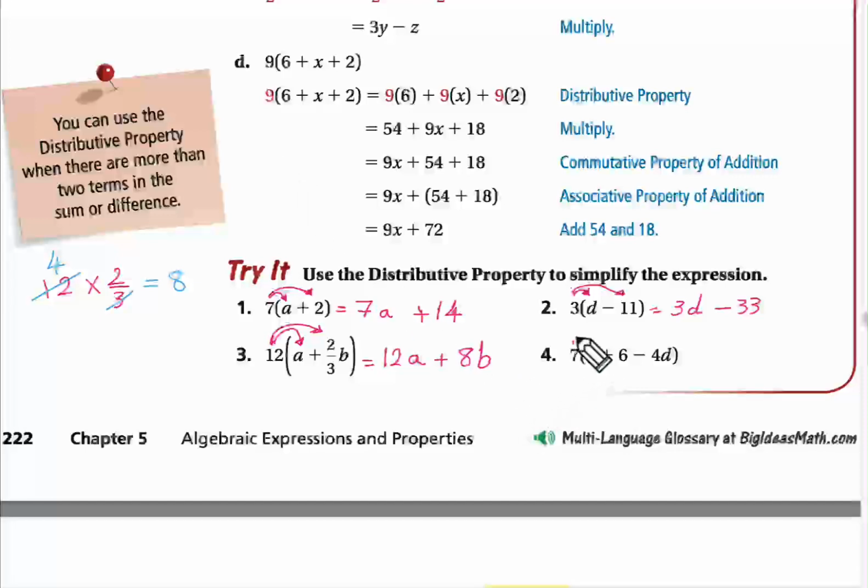First thing we will multiply 7 by 2, multiply 7 by the second term, 6, and multiply it by the third term, 4D. Okay, go ahead. 7 times 2 equals 14. Okay, plus, we use the same sign, plus. Plus 7 times 6 equals what?